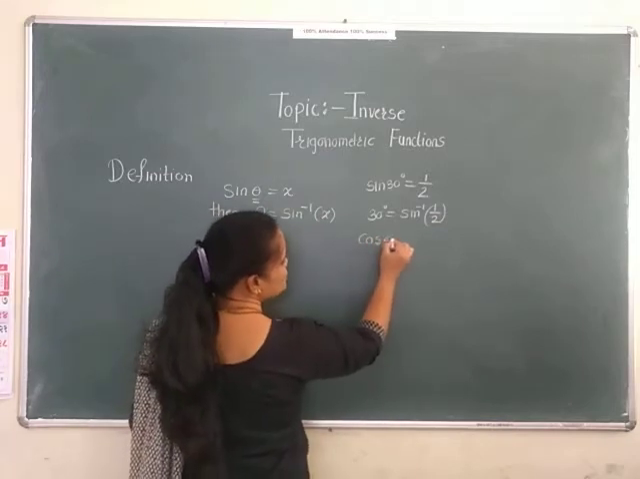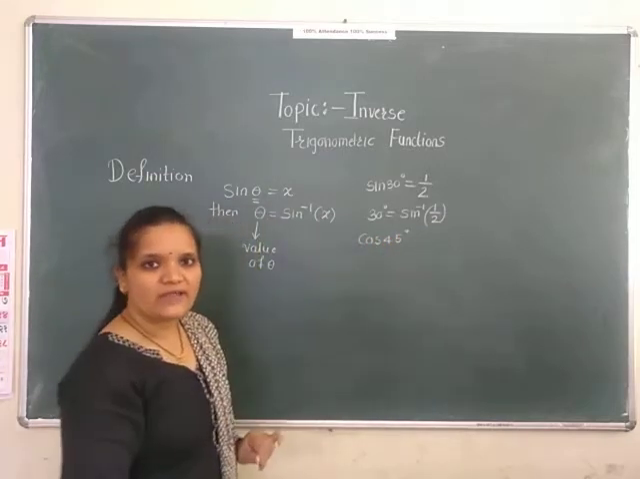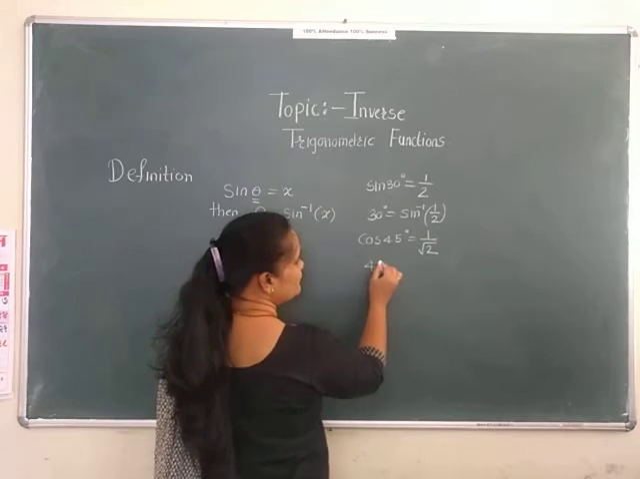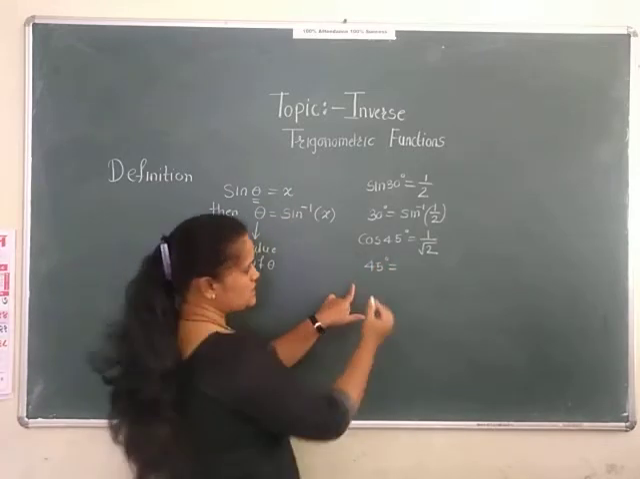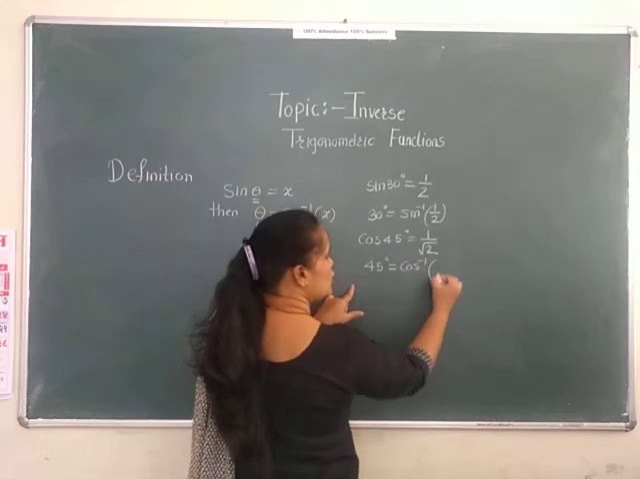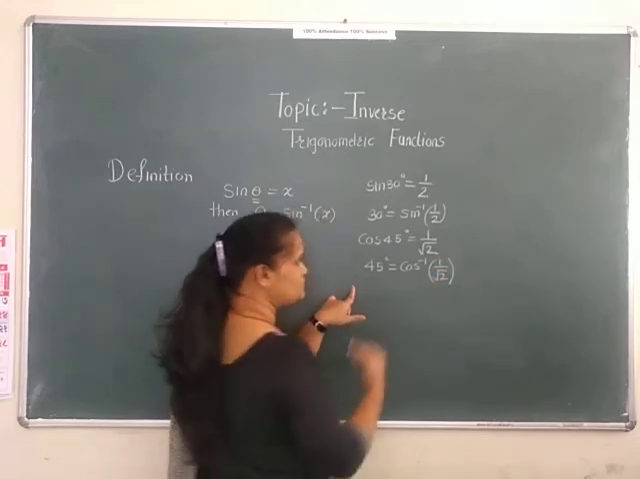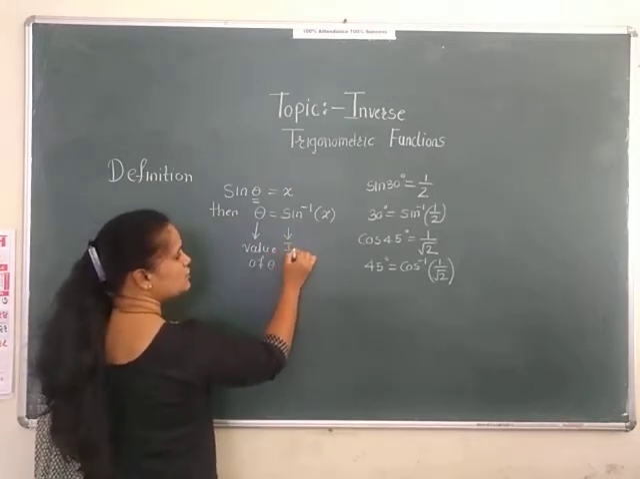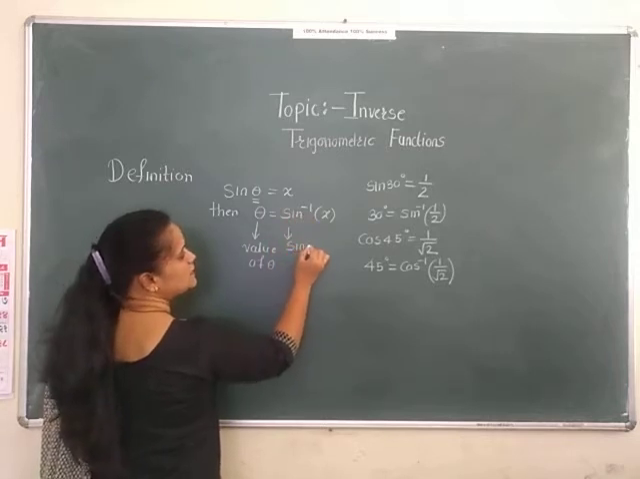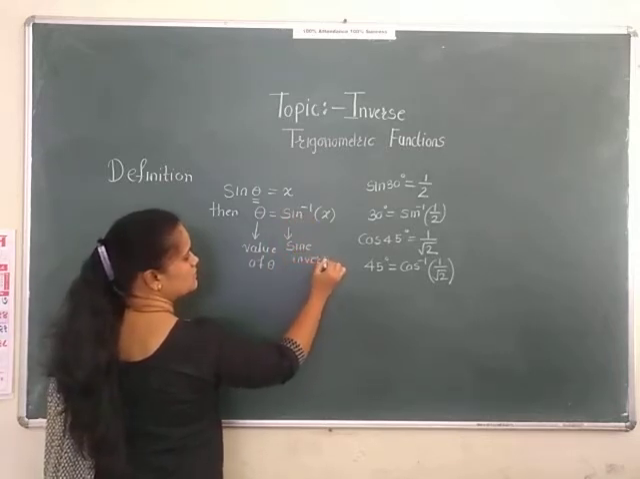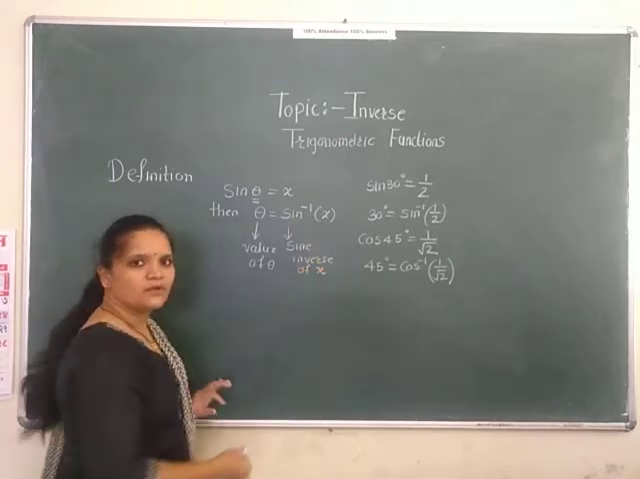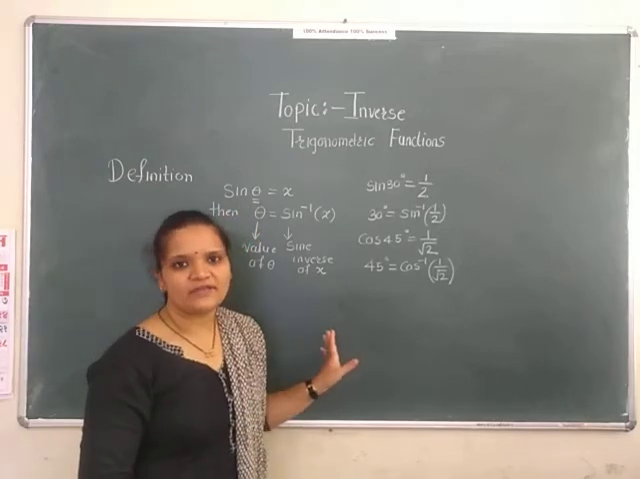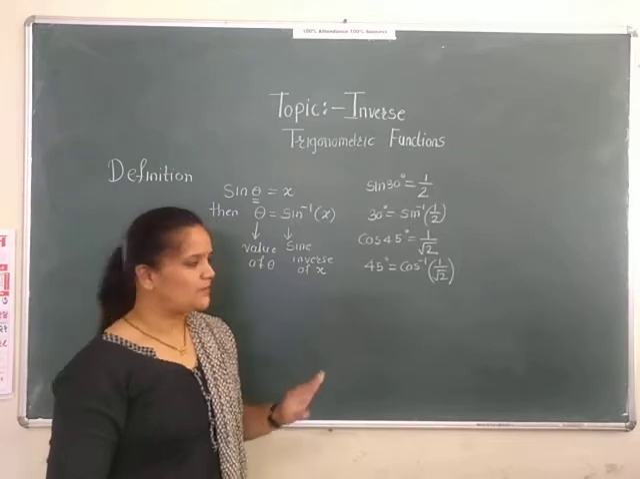Similarly, if I write cos of 45 degree, the value of cos 45 degree is 1 upon root 2. Therefore, 45 degree is equal to cos inverse of 1 upon root 2. Okay, so how will we read it? Inverse, that is sine inverse of x. So in this way we have defined the sine function. In a similar way we can find values of various trigonometric ratios.